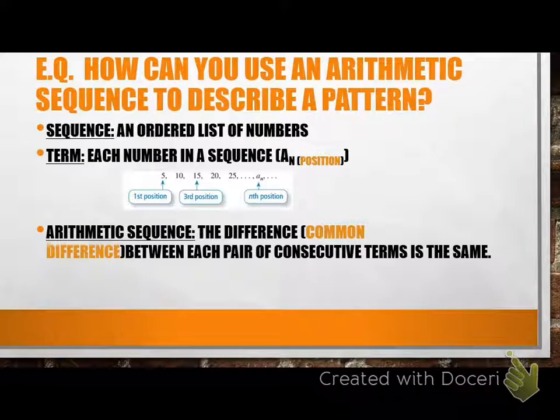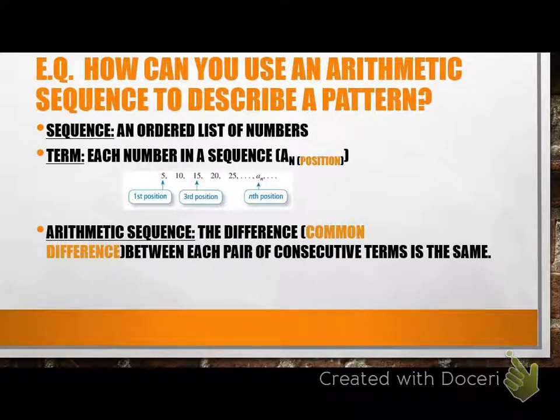Now, what makes it an arithmetic sequence? Because we have a list of numbers, that's a sequence. But what makes it arithmetic? Just because we have a list doesn't mean it's arithmetic. Here's how you know. It says the difference, we call it the common difference. So I want you to highlight where it says common difference, because that's what you're going to hear me say over and over, all right? The difference between each pair of consecutive terms is the same.